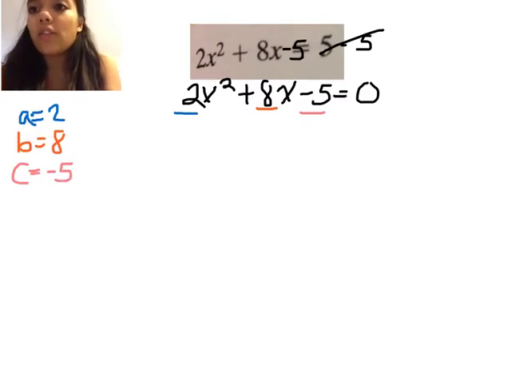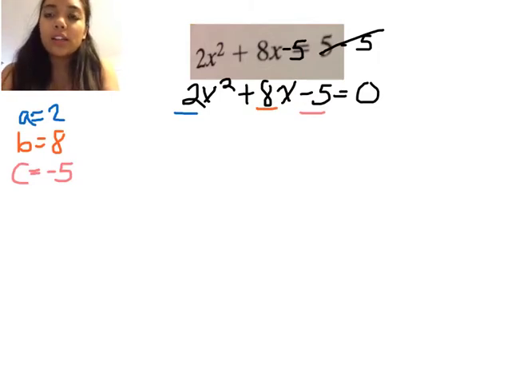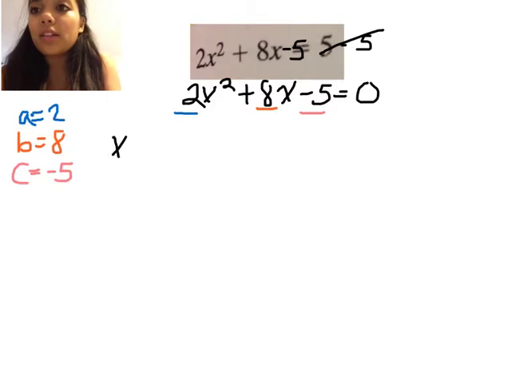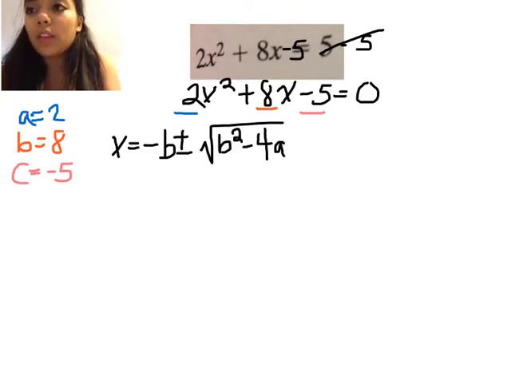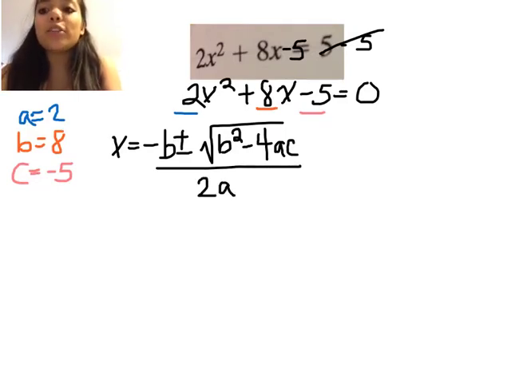So now I have to write out my equation, which I should know because I sing it every single day. X is equal to the opposite of b plus or minus the square root of b squared minus 4ac all over 2a. Now all I do is plug and chug.